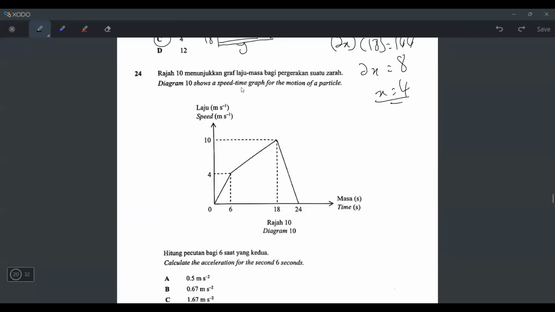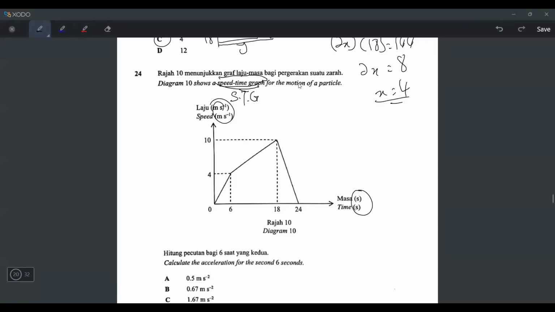Diagram 10 shows a speed time graph. So this is a STG. Automatic, when you see this word, your brain has to connect terus. STG means what? You can use the gradient to find acceleration, and you can use the area to find the distance. Yang tu you kena tahu. And also check for the unit.